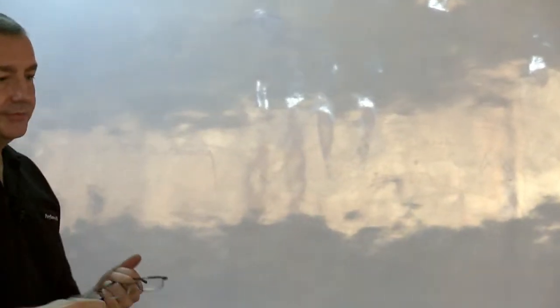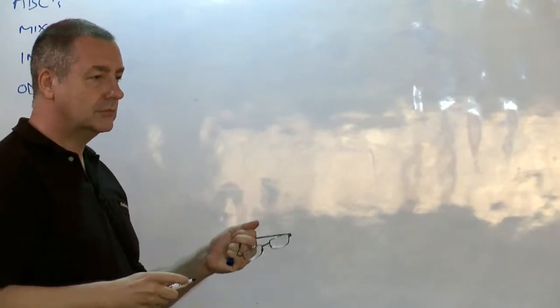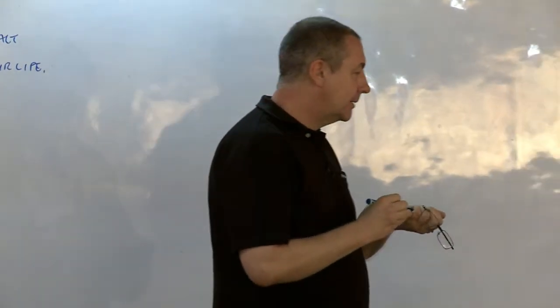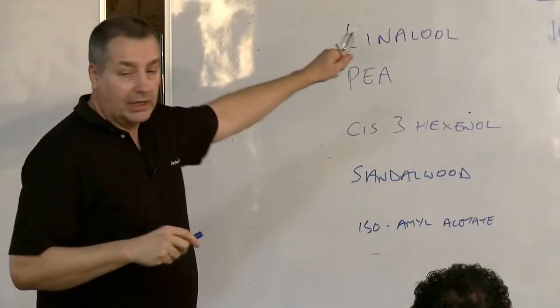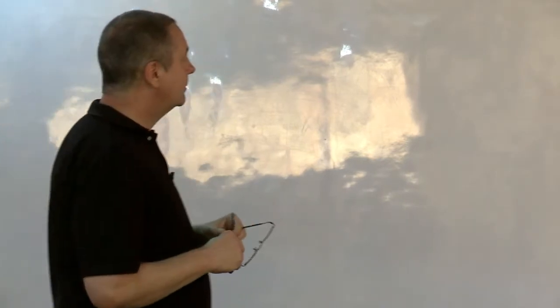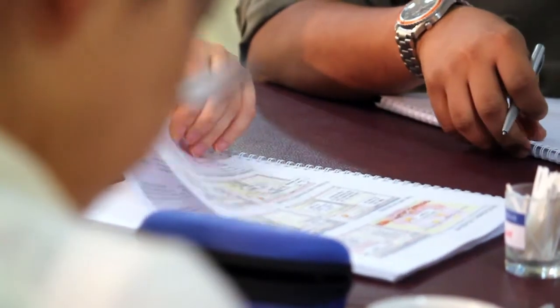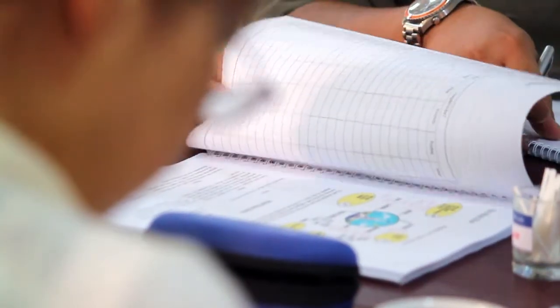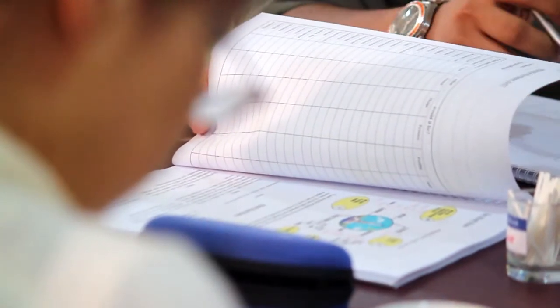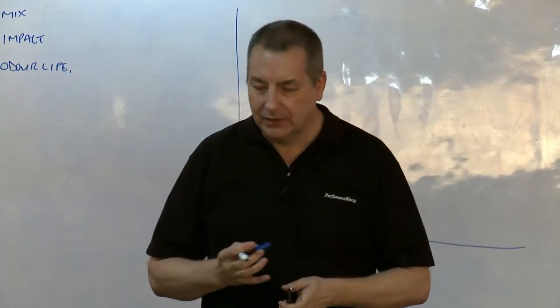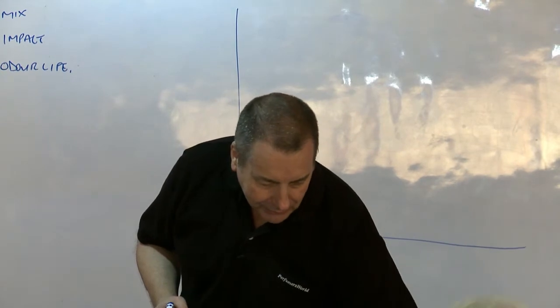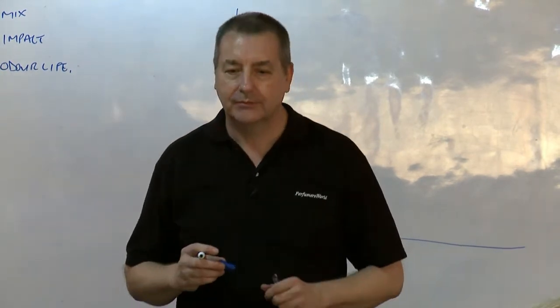So the next page, if you fill in those values in the boxes above, linalool 100, ready, okay. What I'd now like you to do is to transfer that down to the graph. Now use a very straight line if you can. The side of the book works quite well if you don't have a ruler.